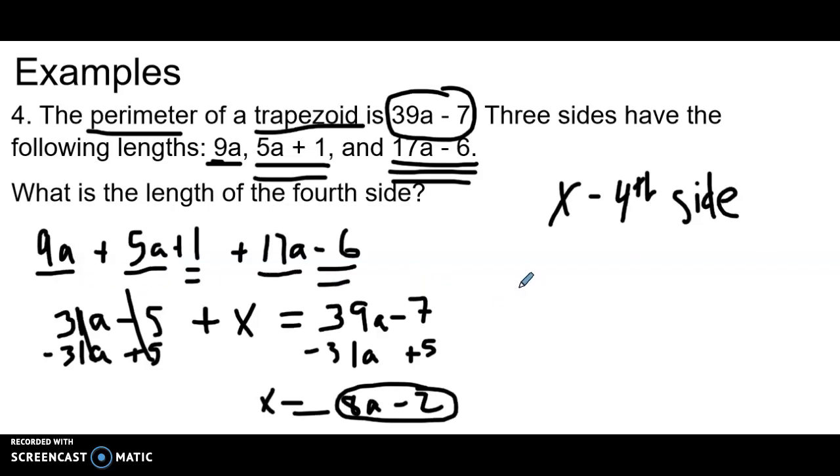So just to check to make sure we did it right, we had the three sides, which added up to 31a minus 5, and then we're going to add the fourth side, which is 8a minus 2. That gets us 31 plus 8 is 39a. Minus 5 minus 2 is minus 7.